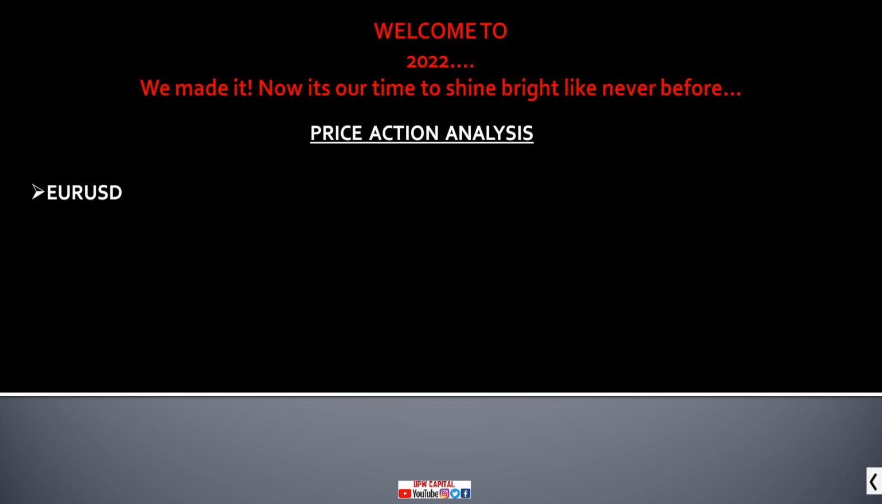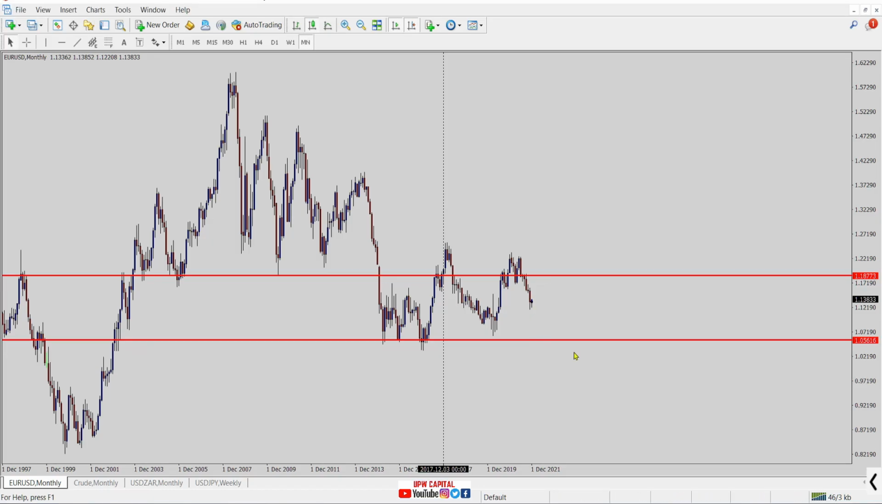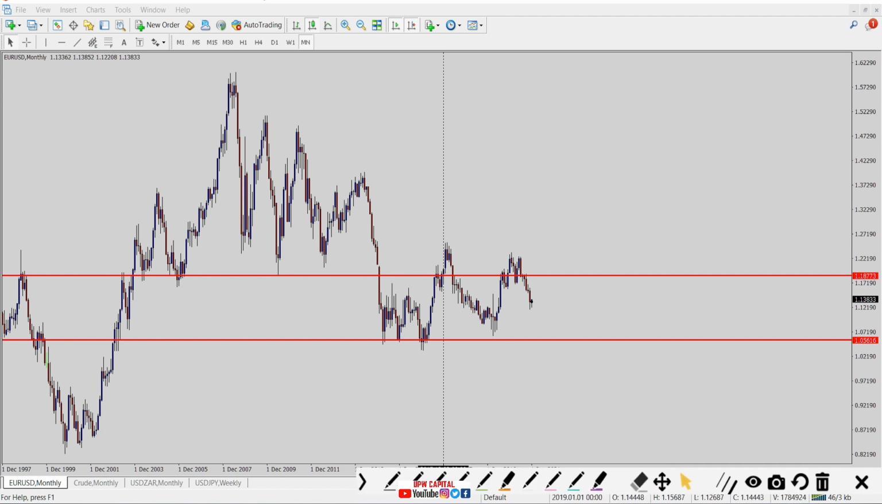Price action analysis. We're going to cover Euro USD, US crude oil, USDZAR, and finally USD Jpy. This is the monthly chart of Euro USD on the MetaTrader 4 platform. We've marked some significant levels.